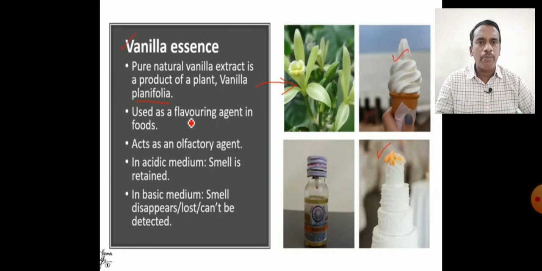So whether it is onion, vanilla essence or clove oil, in all three, in acidic medium they retain their smell, but in the basic medium the smell is lost. Using these three, we can observe the smell in acidic medium, but do not observe the smell in basic medium. Hence these are used as olfactory indicators.